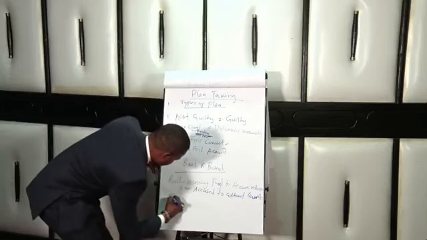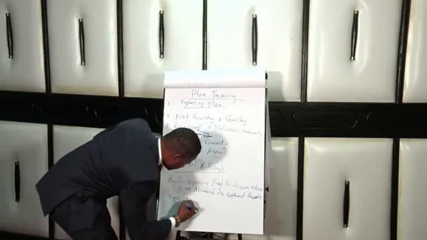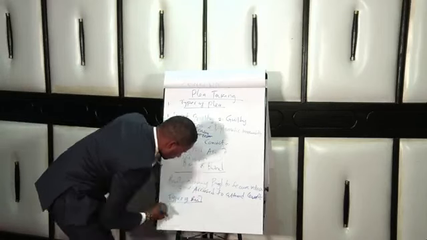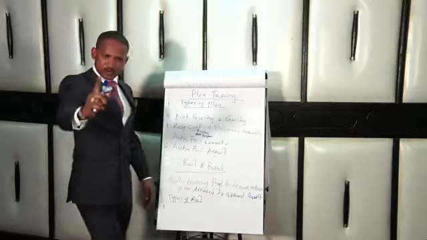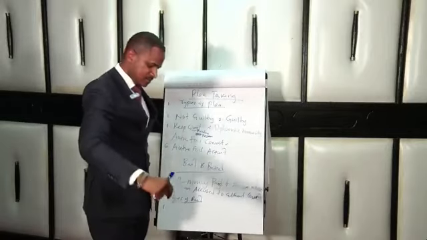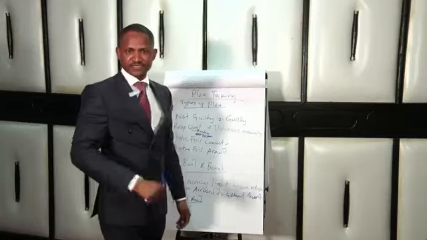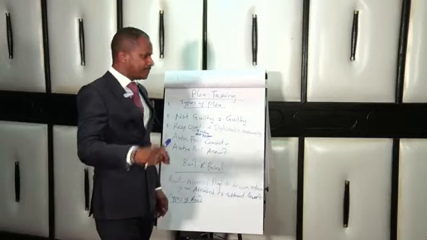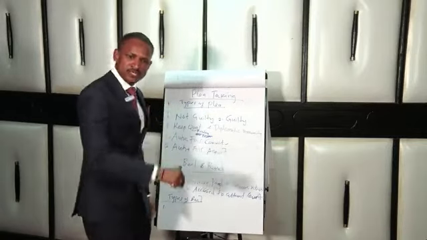Therefore, we come to types of bail. Number one, when you are arrested, the police should always think of the first thing to give you a bail. That type of bail is called a police bail.